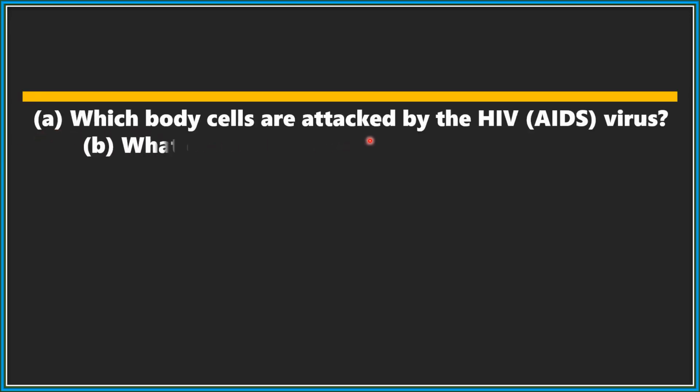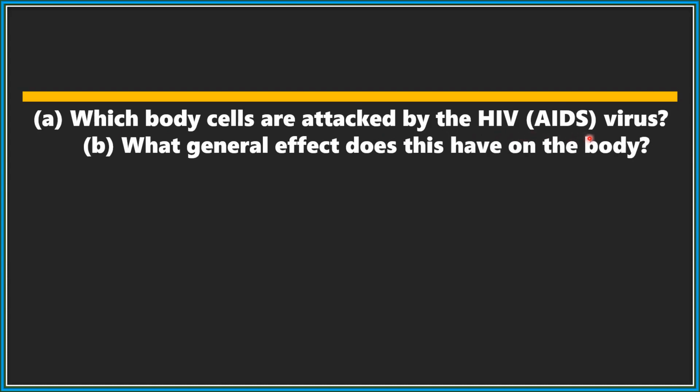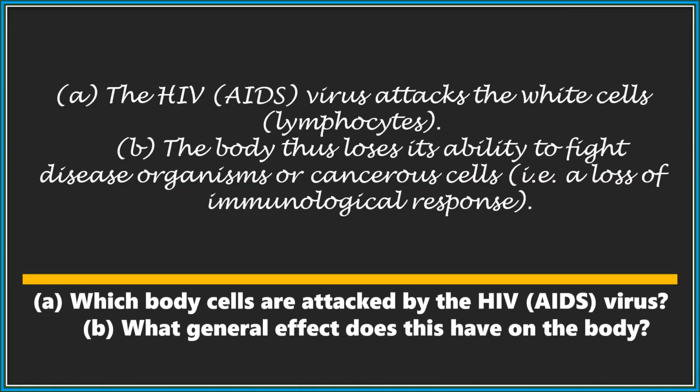Which body cells are attacked by HIV/AIDS virus? What general effect does this have on the body? The HIV/AIDS virus attacks the white cells. Those are the lymphocytes. The body thus loses its ability to fight disease organisms or cancerous cells, i.e., a loss of immunological response.